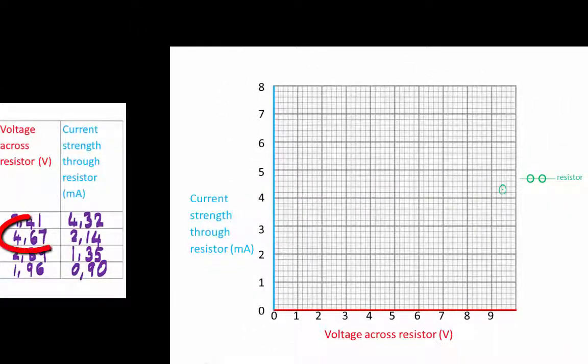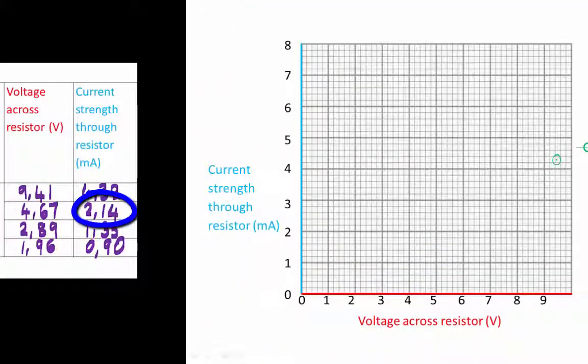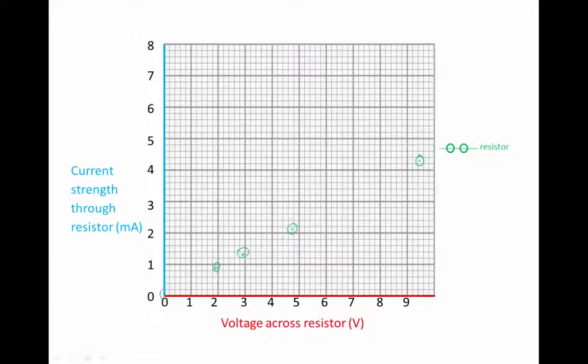When the potential difference was 4.67, 4.6 and 7 would be somewhere there. Then the current strength was 2.14, roughly there. When the potential difference was 2.89, then the current strength was 1.35. When the potential difference is 1.96, then the current strength was 0.9. And obviously, when the potential difference is 0, the current strength is 0. When there's no potential difference to push the current through the resistor, then the current cannot flow through the resistor. There's a 0 current strength.